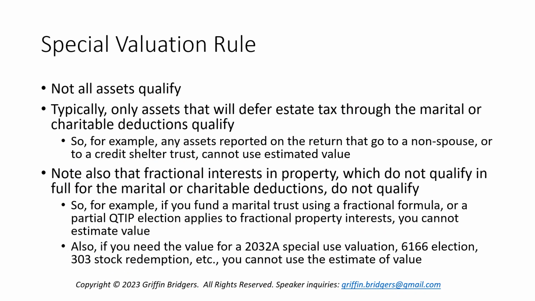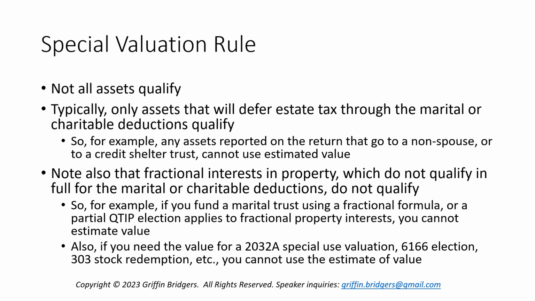So typically the assets that defer estate tax and generate DSUE are going to be the ones that qualify for the marital and charitable deductions. So if you have any assets, for example, on the return that go to a non-spouse under the estate plan, or maybe to a credit shelter trust, you can't estimate the value of those.